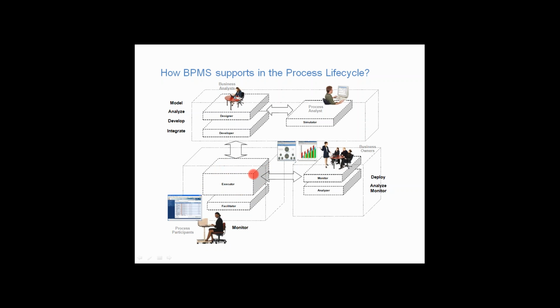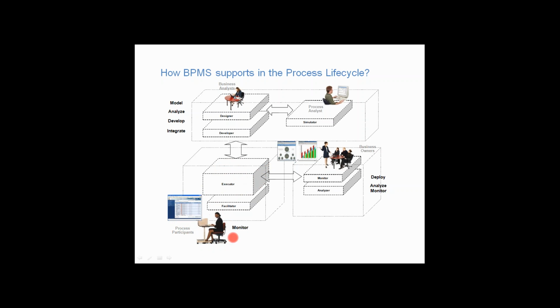In the prod, when our application is executing, these are the process participants. Who are these process participants? Process participants are nothing but the people who are going to use our application. So assume that these people are employees of the bank or employees of the organization, and they are using our application.